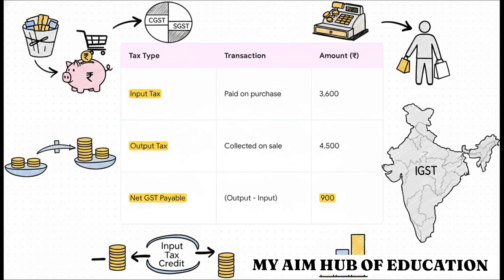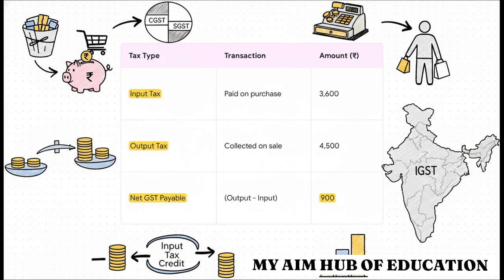Okay, now this is where the magic of the GST system really shines. It's this concept called input tax credit. Just focus on the dealer in Kanpur for a second. When they bought the goods from Agra, they paid tax on it, right? 3,600 rupees. That's their input tax. Then, when they sold the goods to the customer in Jaipur, they collected 4,500 rupees in tax. That's their output tax.